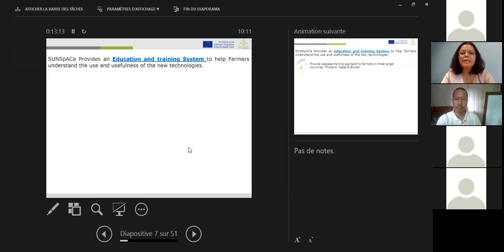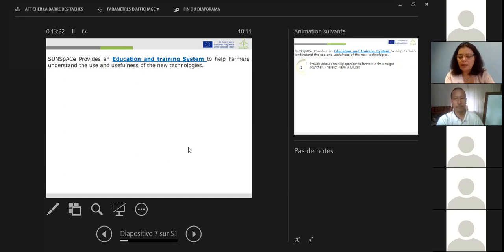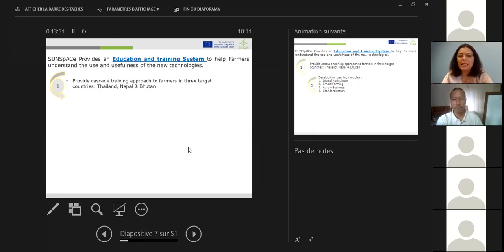So SpACe provides an education and training system to help farmers understand the use and usefulness of the new technologies by implementing an adaptive training and learning approach, because we are not trying to teach students, but to give these skills to farmers. So we need to adapt our training and learning approach, and SpACe starts by providing this cascade training approach.